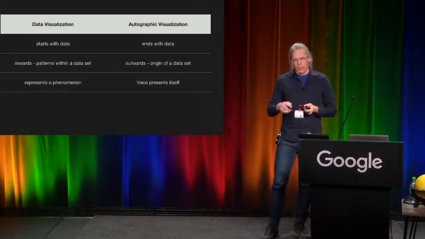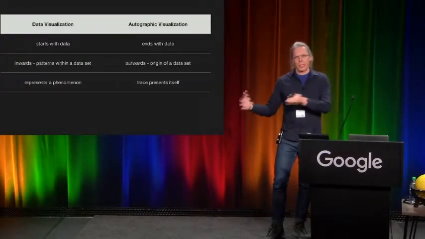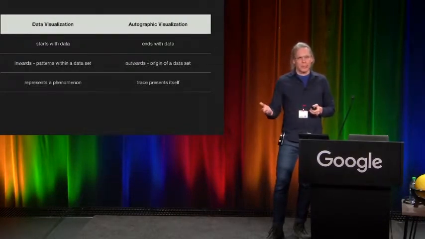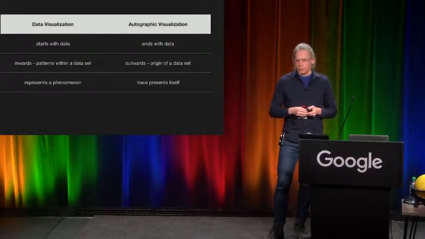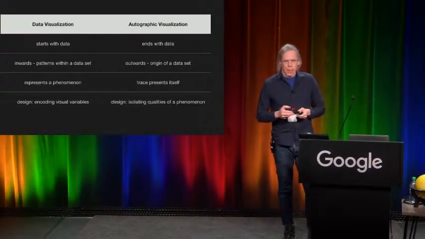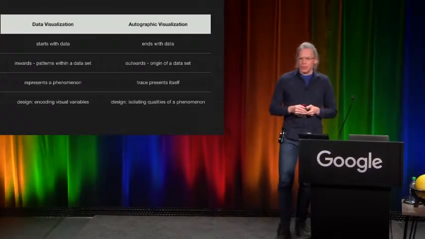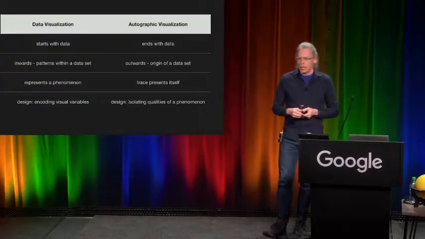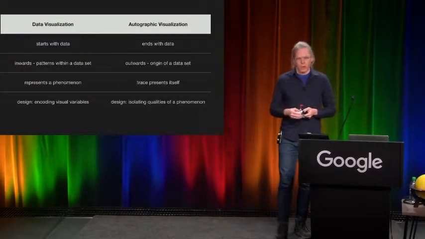Data visualization is representational, so you have a visual language that represents something else that is absent, whereas in autographic visualization, the trace presents itself, so it's non-representational. We don't have something absent that it represents. And in terms of the design process, in data visualization, we encode data into visual variables, whereas in autographic visualization, we isolate qualities of a phenomenon.